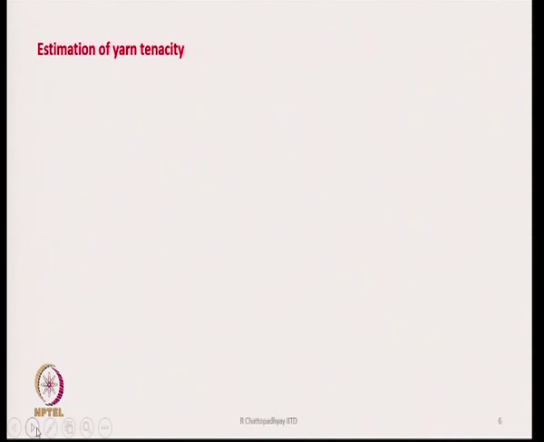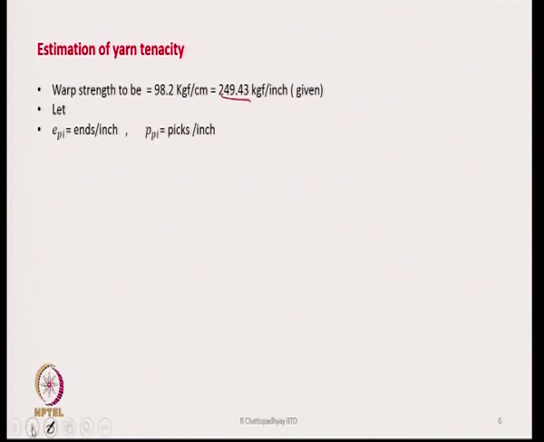the other parameters, that is, we need to know what should be the tenacity of the yarn and what should be the yarn count and what should be the EPI and PPI. So, warp strength has been given in terms of kg force per centimeter, that is 98.2 kg force per centimeter, which is equivalent to 249.43, that is almost 250 kg force per inch. So, this is the value which has been given and we have to meet this requirement.